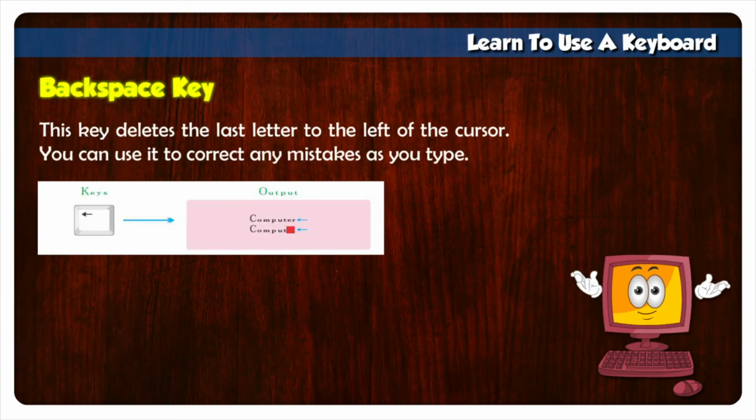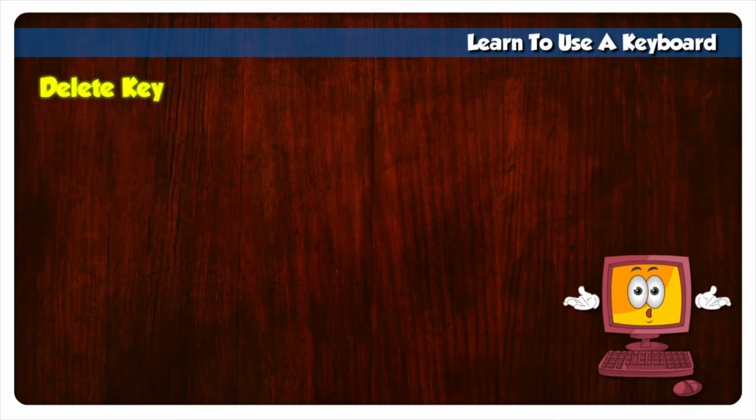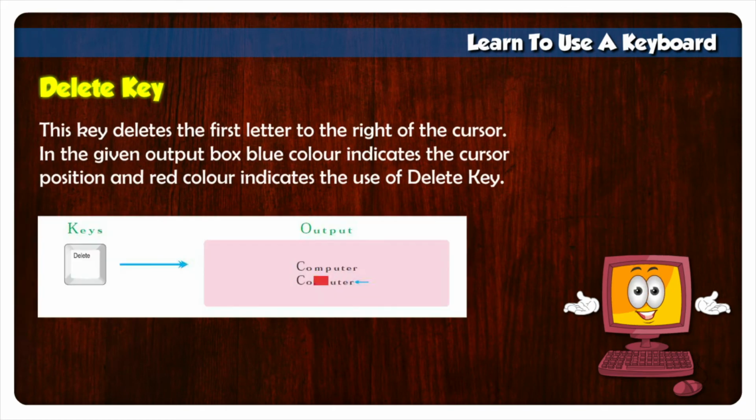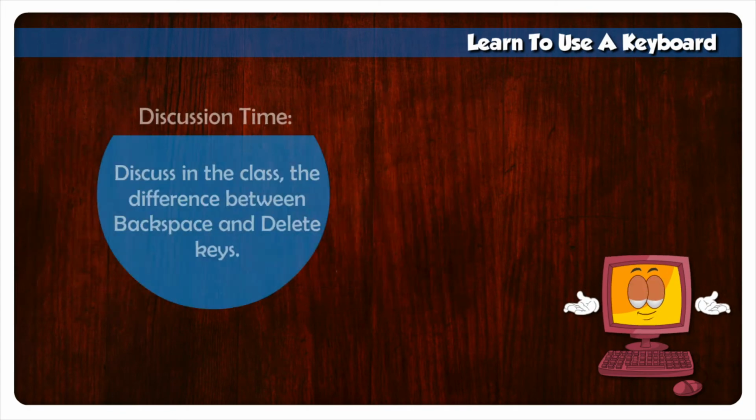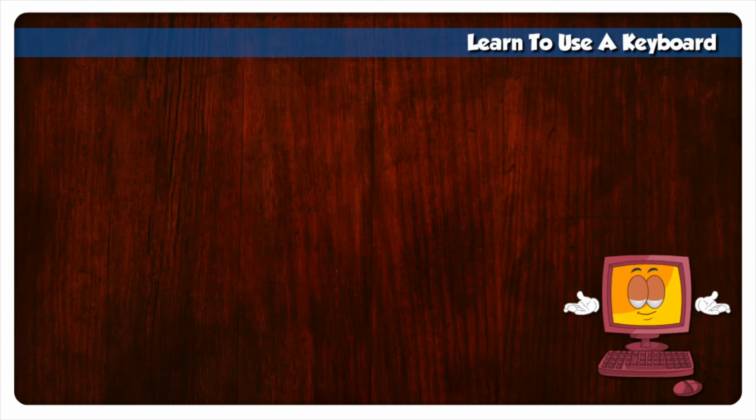Backspace key. This key deletes the last letter to the left of the cursor. You can use it to correct any mistakes as you type. Delete key. This key deletes the first letter to the right of the cursor. In the given output box, the blue color indicates the cursor position and the red color indicates the use of delete key. Discussion time. Discuss in the class the difference between backspace and delete keys.